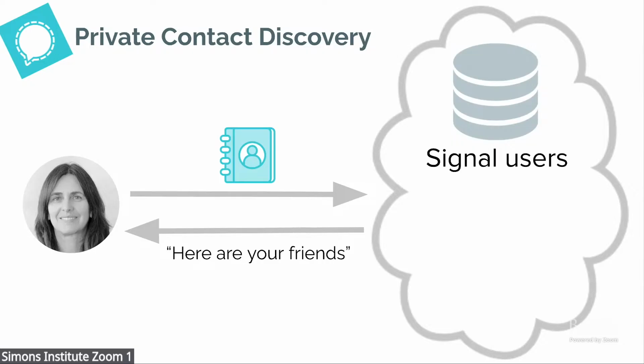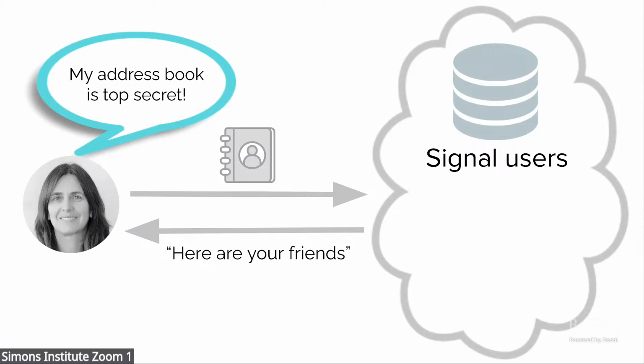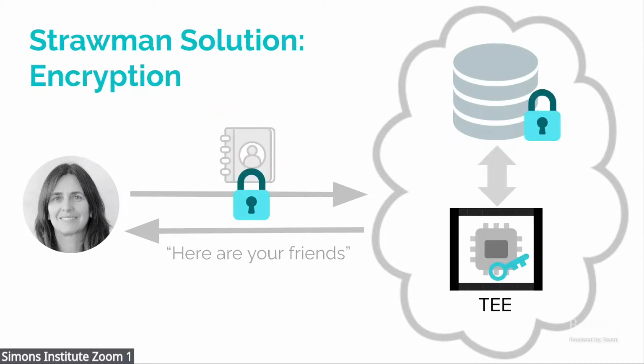Let's say Shafi joins Signal and she wants to fetch her friend's records. So normally she would send her address book to Signal, right? But Signal's value proposition is privacy, so they don't really want to know your address book. And moreover, Shafi is privacy aware, and her address book is top secret. There's a strawman solution, which is to encrypt everything.